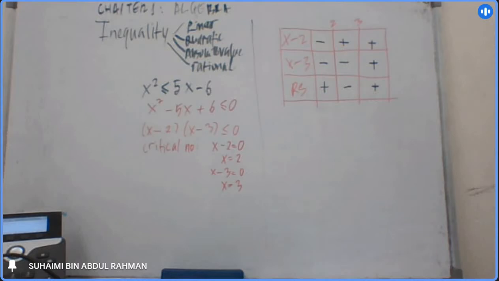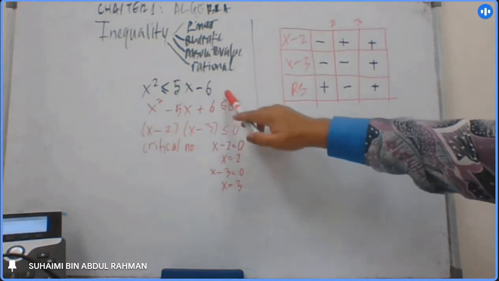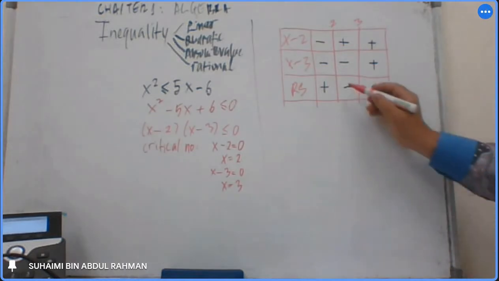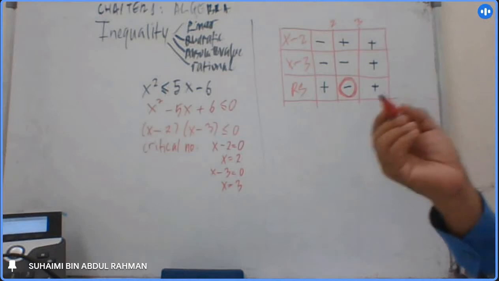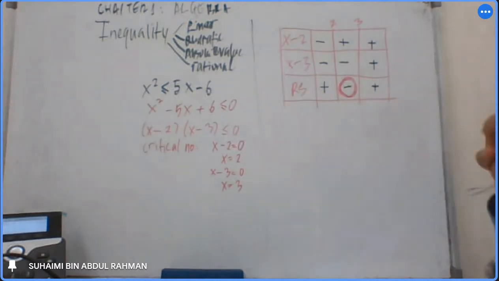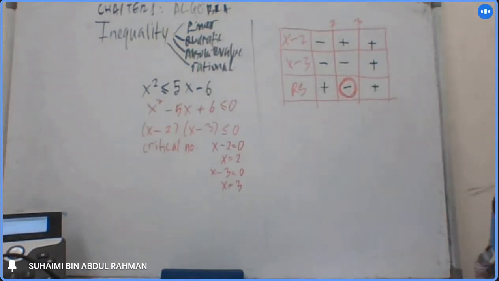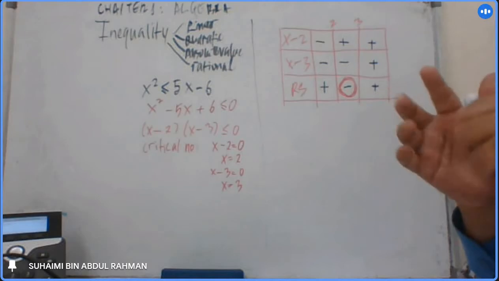So which one are we going to choose? We look back at the original inequality, which is less than or equal to 0, meaning the negative region. You may ask why we choose negative instead of positive. Yes, because our original inequality is negative. So the negative number.